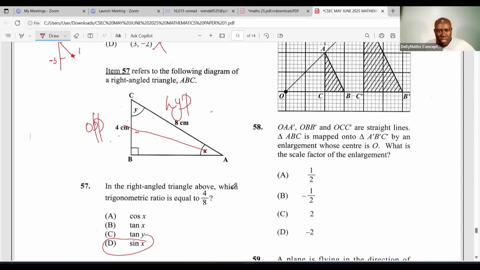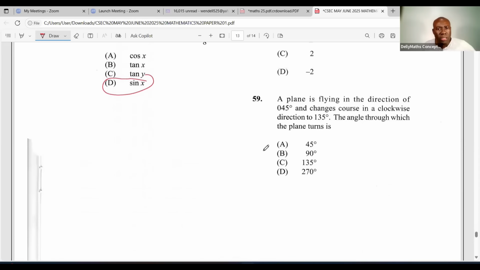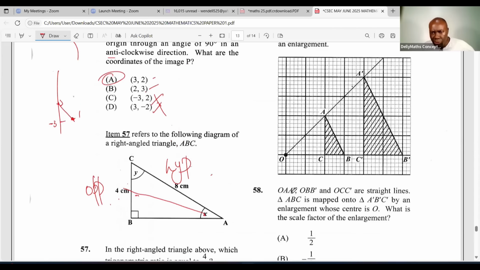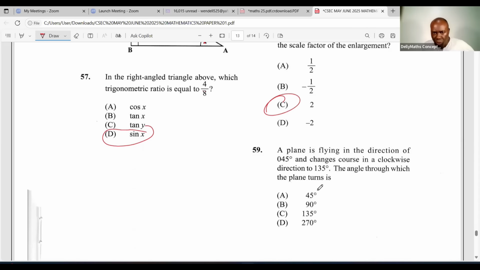All right, let's go. Nothing there. Let's see what else. 58 is right here. This is a repeat question. What is the scale factor? Look at the image with the primes on it. These are the image. So 2/1. It's positive, so it's +2. So +2 is the answer for that one.